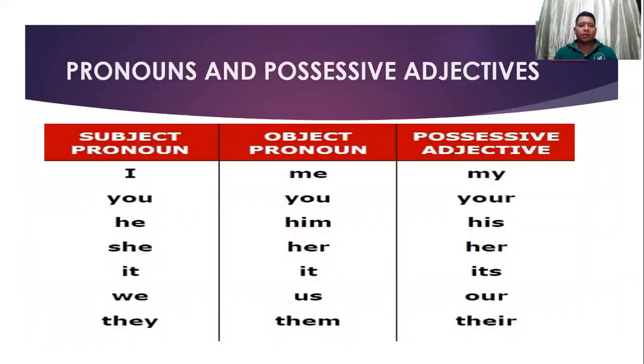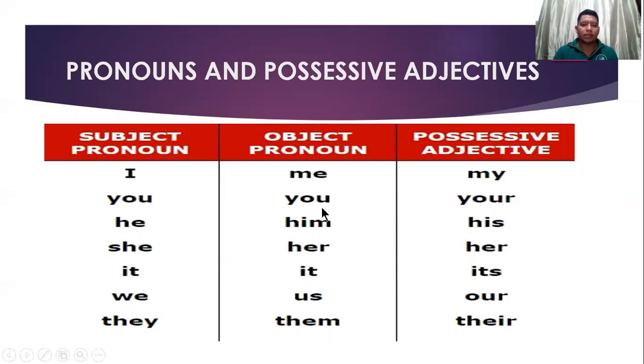Okay, here I have pronouns and possessive adjectives. We have pronouns, and they are divided into subject pronouns and object pronouns. And also here we have possessive adjectives. We have here subject pronouns, and I want you to repeat with me. I, you, he, she, it, we, they.